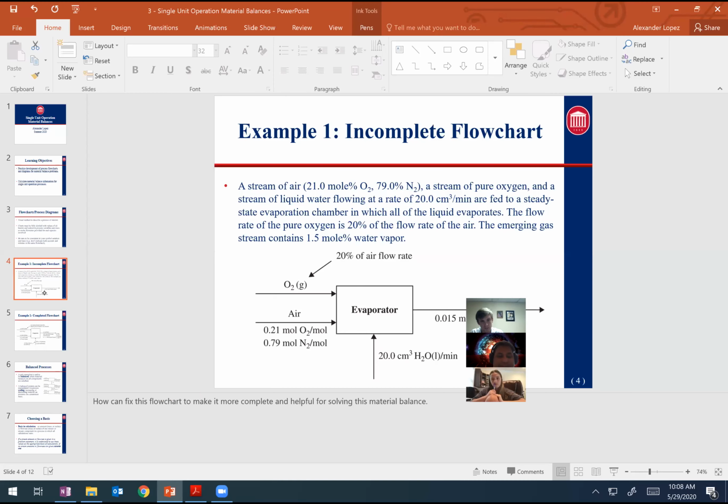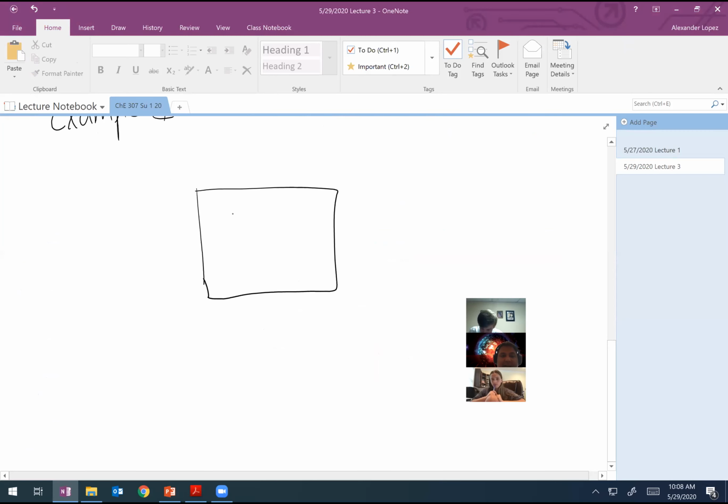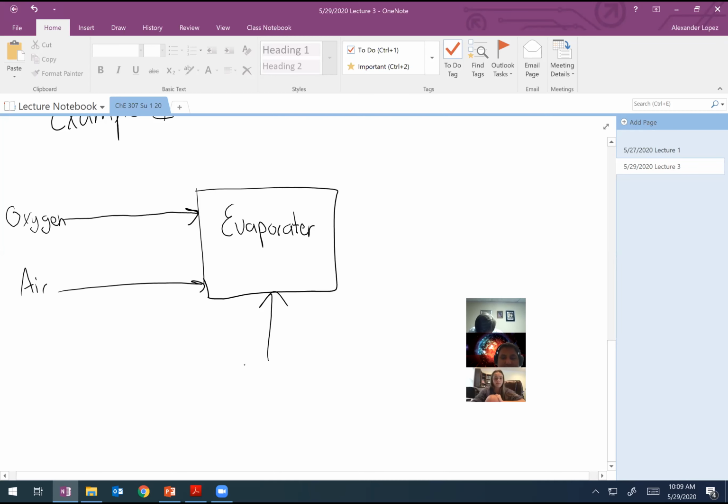Well, let's take a look. We've got an evaporator here, just for organization. We have an evaporator with 3 input streams. We have an oxygen, we have air, and we have a water stream. And then we have our output, which is the mixture.